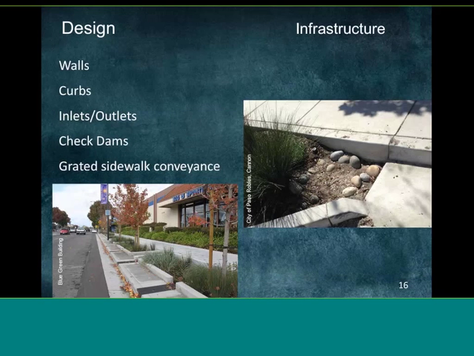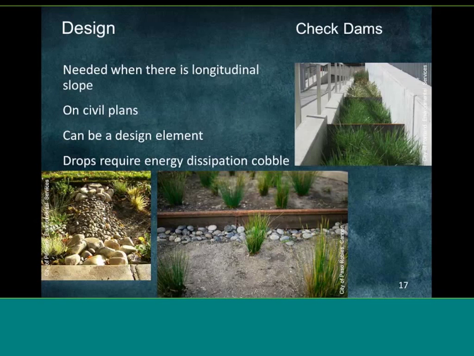So the infrastructure pieces are the walls, the curbs, the inlets and the outlets, check dams, and sometimes when you've got a conveyance under a sidewalk, there might be a graded sidewalk under drain. The pieces that are most related to the landscape then are elements like the check dams. So you'll have check dams whenever you have longitudinal slope in a facility. So even if it was a rain garden, you might separate that into 2 elevations to get the best amount of ponding to create bathtubs.